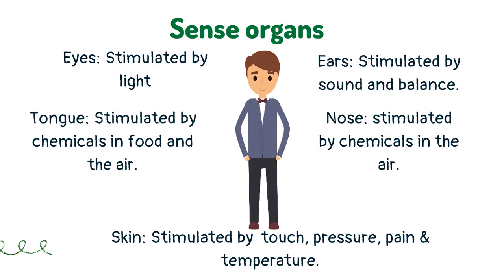The sense organs in the body are the eyes, which are stimulated by light. The ear, which is stimulated by sound and balance. The nose, which is stimulated by chemicals in the air. The tongue, which is stimulated by chemicals in food and the air. The skin, which is stimulated by touch, pressure, pain and temperature.